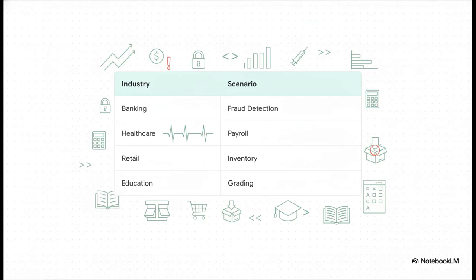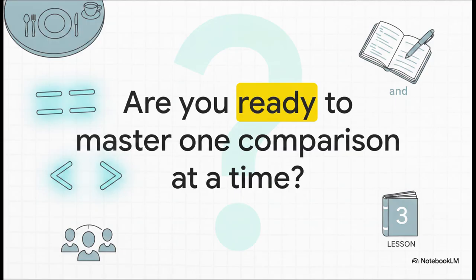Over in retail, it's essential for inventory management. Has our stock fallen below the minimum reorder point? And in education, just like we saw earlier, it's used for student grading. The applications are literally endless. So the table is officially set. The mindset is established. But hey, this is just the beginning.